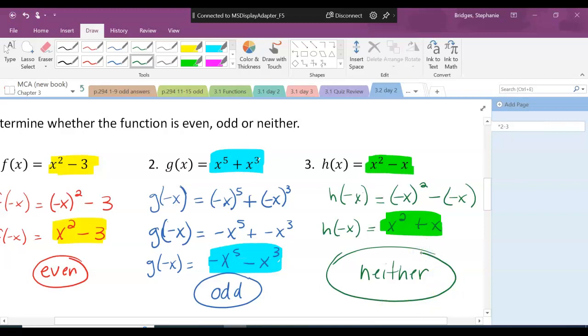Plug in your negative x, work it out. Is the sign going to change? Is it not? If it's exactly the same, it's even. If every sign has changed, it's odd. And if only one of them has changed, it is neither.